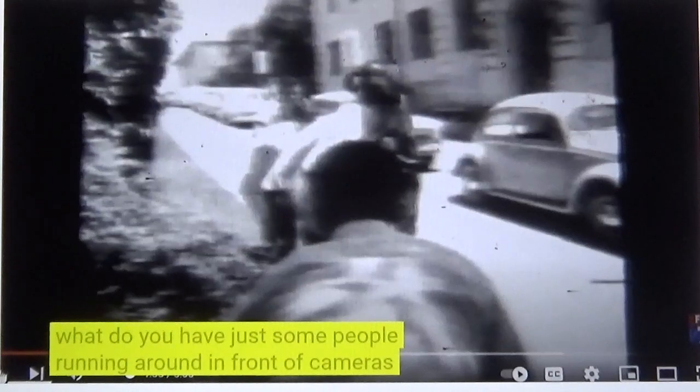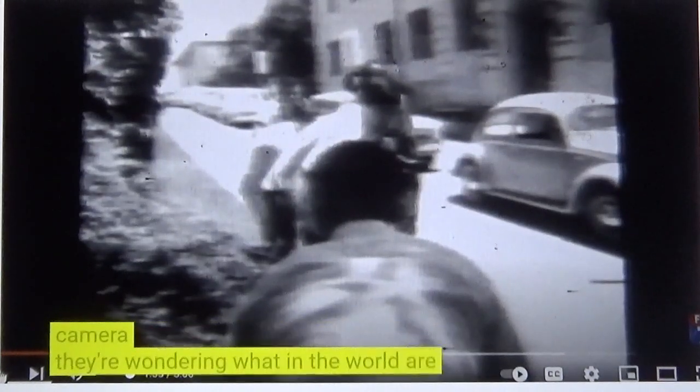What do you have? Just some people running around in front of cameras. Now, if there's anybody really wounded, they're going to be looking and seeing a camera. They're wondering, what in the world are you doing filming us? They're just students that were paid to make a film.